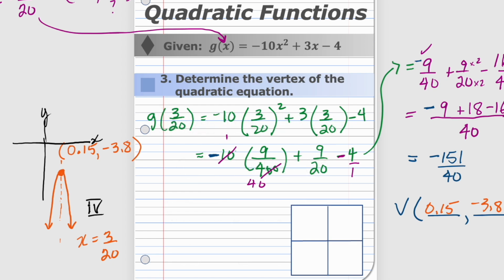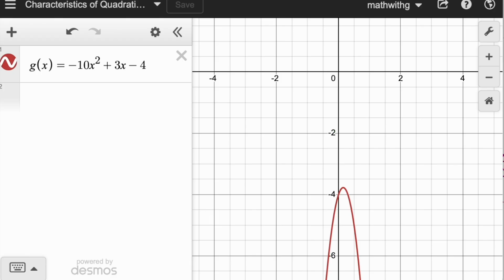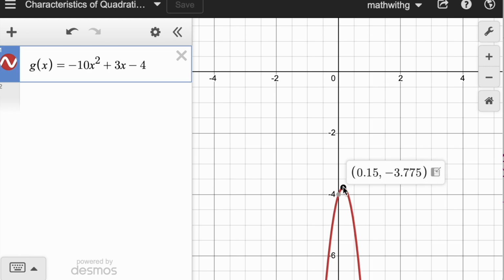But let's have a look in Desmos. Okay, here's Desmos. And wouldn't you know, we're in quadrant 4 for sure. And the vertex agrees with what we came up with.